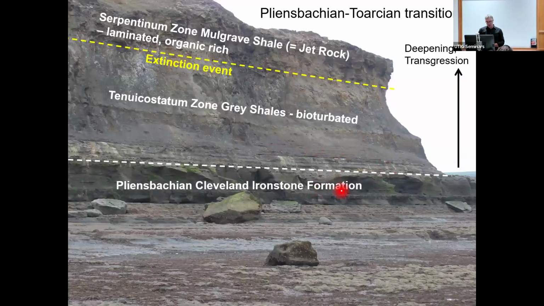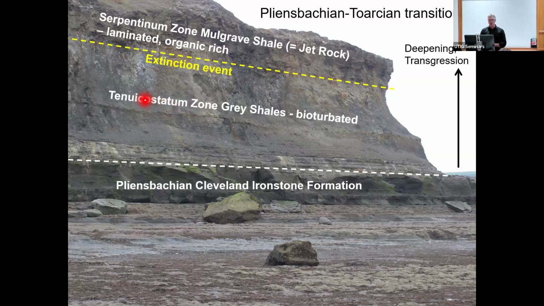So this nice cliff here shows the top of the Cleveland Ironstone Formation, then going up into the grey shales, which is the lowest unit of the Whitby Mudstone Formation. And this is a transgressive event. So you go from these cyclic sediments up into finer mudstones and siltstones. And these are bioturbated, which is why you can't see any obvious bedding in them. There are a few horizons here of siderite nodules, but otherwise this is a very bioturbated unit. So that's the first unit within the Whitby Mudstone Formation.